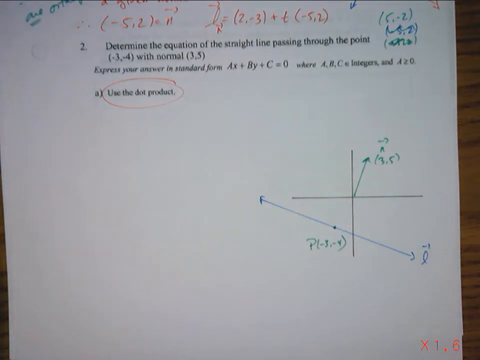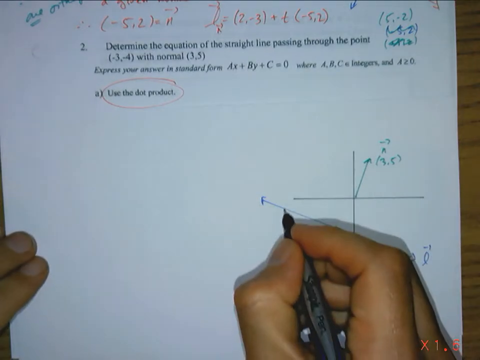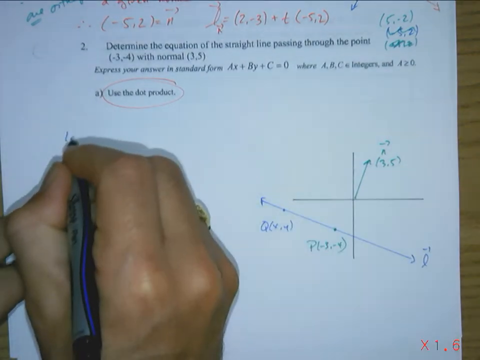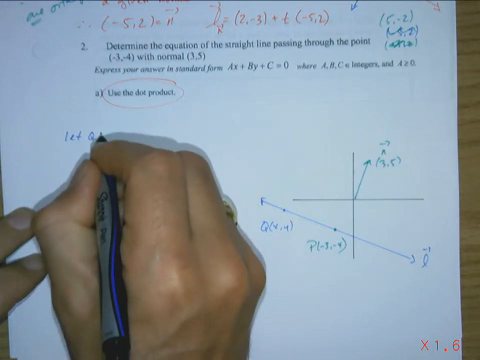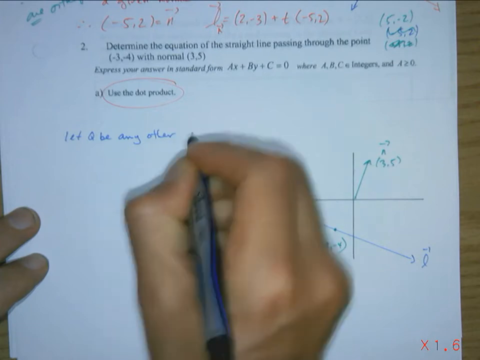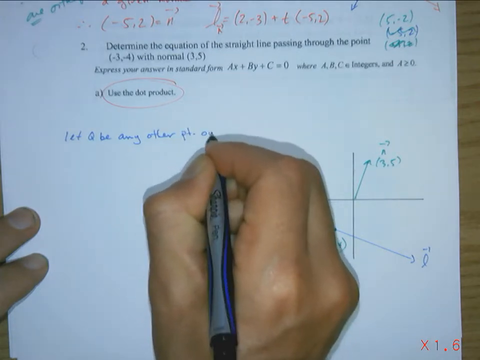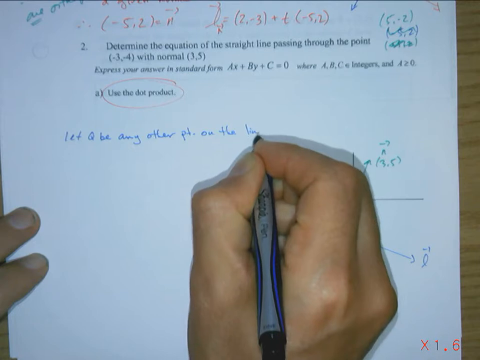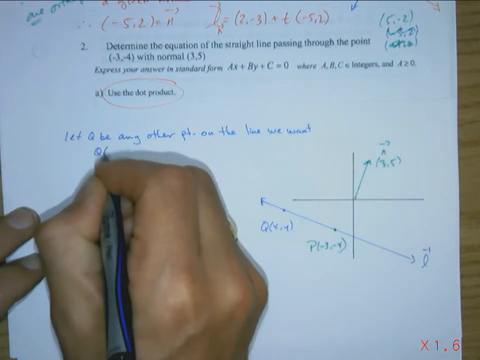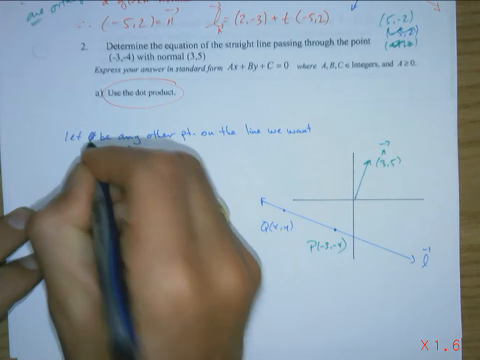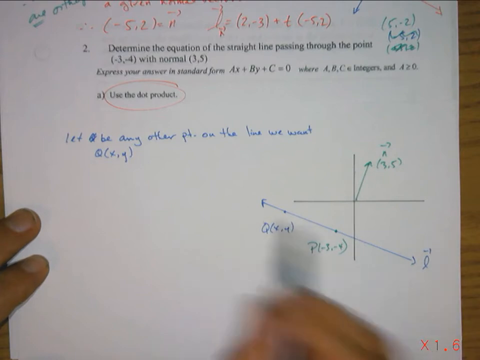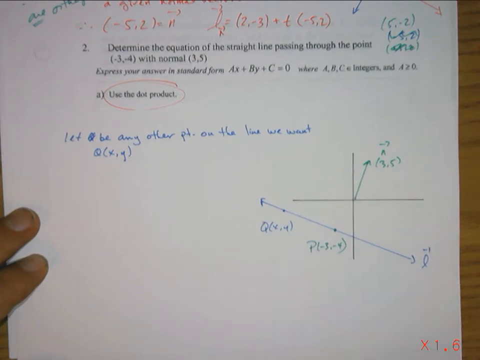So, using the dot product, I'm going to start off by saying, let Q be any other point on the line we want. And in fact, I'm going to go farther. I'm going to call it Q(x, y). Okay, that now means that this Q represents any other point on this line other than that one.